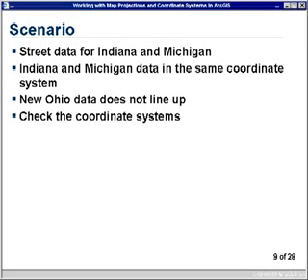So I want to talk briefly about the scenario I'm going to show in the software demonstration. We have street data for Indiana and Michigan. This is in the U.S. The Indiana and the Michigan data are already in the same coordinate system. We have new Ohio data that does not line up with the existing data. So what we're going to do is check the coordinate systems for all the data, and then also take a look at what it looks like compared to the known data.